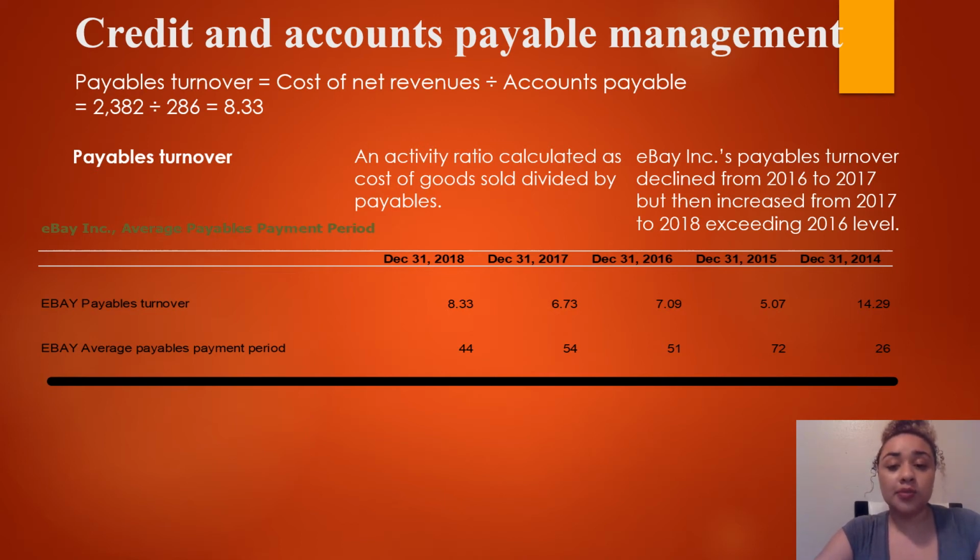eBay Incorporated's payable turnover declined from 2016 to 2017, but then increased from 2017 to 2018. So it did exceed the 2016 level. So here we have December 31st, 2018, eBay's payable turnover, and the answer is 8.33, which is a direct reflection from the payables turnover ratio average.